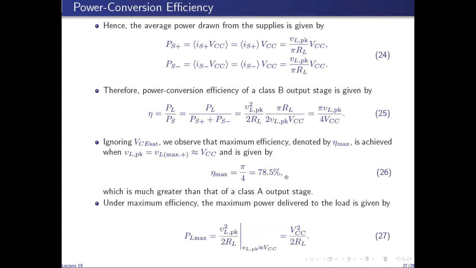Under this maximum efficiency condition, when VL peak is equal to VCC, we can find the maximum power delivered to the load by replacing VL peak in this factor. If we replace VL peak with VCC, we'll get VCC squared over 2RL as the maximum power delivered to the load. Because when VL peak is equal to VCC, we get the maximum power conversion efficiency. So under this setting, the power delivered to the load must be maximum and is given by VCC squared over 2RL.